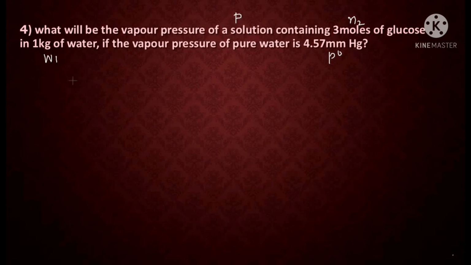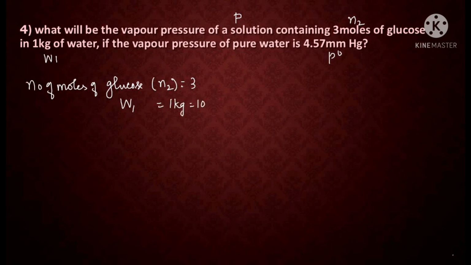So we will write the data first. Number of moles of glucose, that is N2, is equal to 3. Mass of solvent, that is W1, is equal to 1 kilogram. We can convert this 1 kilogram to grams, that is 1000 grams. Understood, students? And then the P0 value is also given. P0 value is 4.57 mmHg. And you are asked to calculate the P value, right?